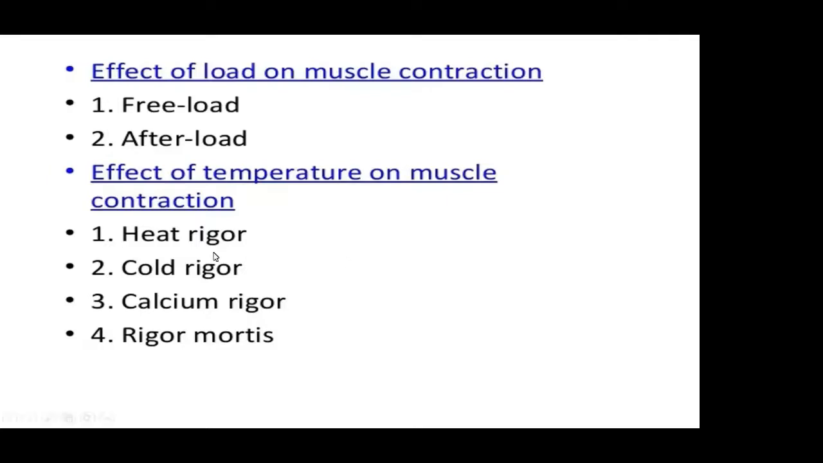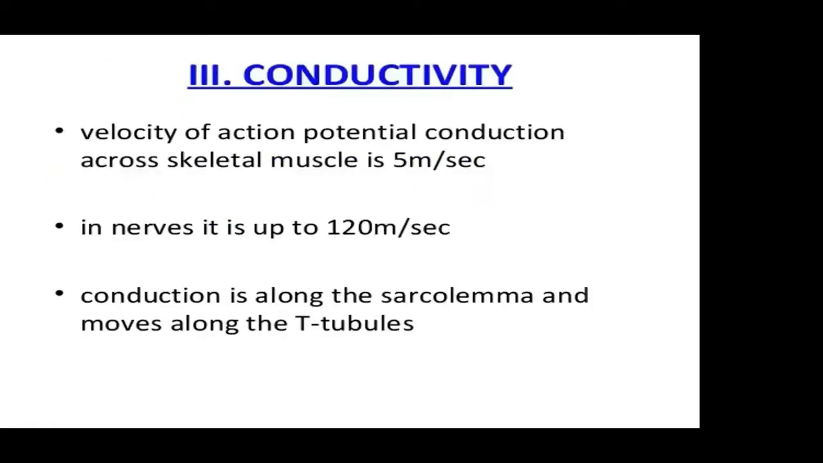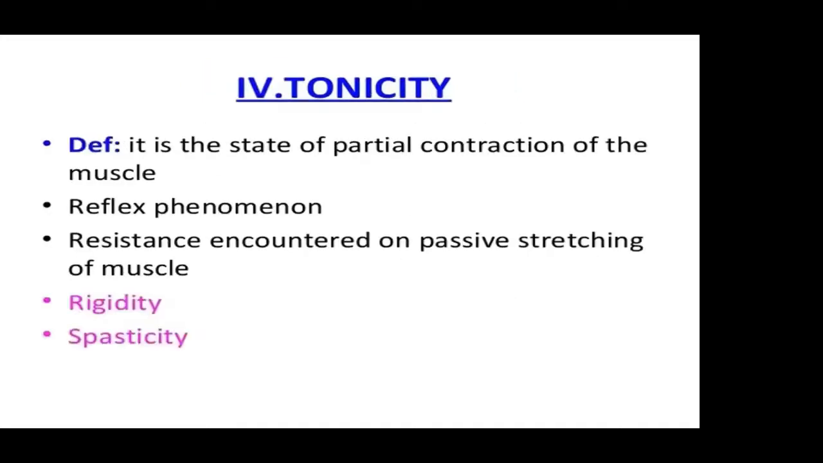We have seen that free load or preload starts acting on the muscle before the muscle has begun its contraction, and afterload starts acting after the muscle has begun its contraction. We should know something called heat rigor, cold rigor, calcium rigor, and rigor mortis. These applied parts we will discuss in the next class. We will discuss about conductivity and tonicity of the muscle.